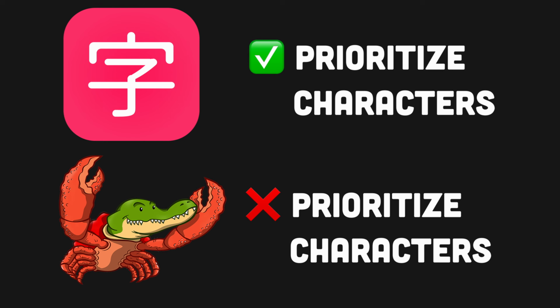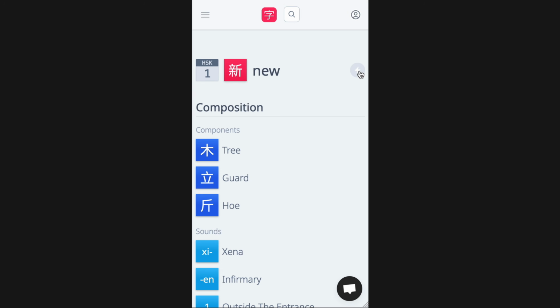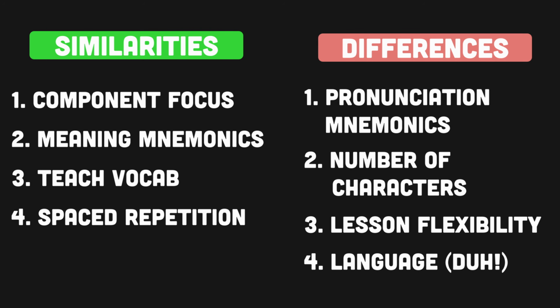For example, if you come across a character while studying that you haven't learned in HanziHero yet, you can prioritize it so it will show up in your next set of lessons, helping you remember it going forward. This makes HanziHero a bit more flexible than Wanikani in terms of the ordering of lessons. Those are the main similarities and differences between HanziHero and Wanikani.